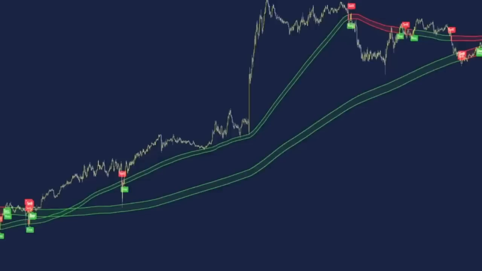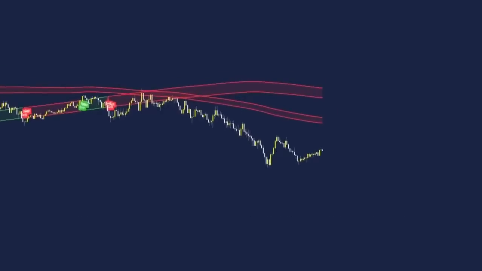We have two lines right here. The closer one to price represents the 5-minute SSL channel, and the larger one that's further away represents the 15-minute time frame. Now we also have these buy and sell indicators, but there are a few rules that we have to use before entering these trades.